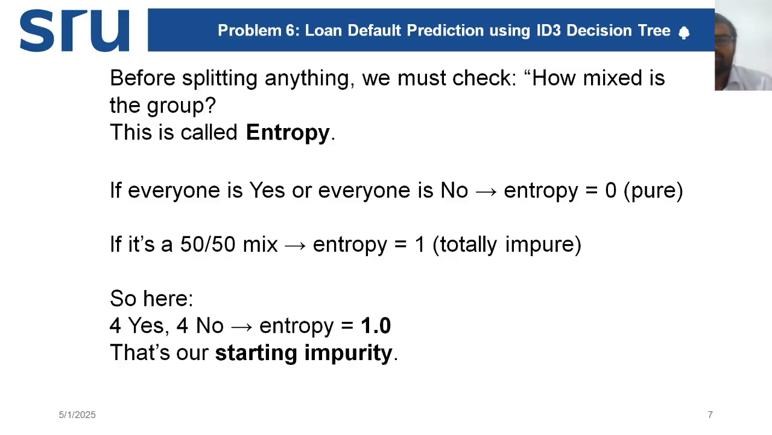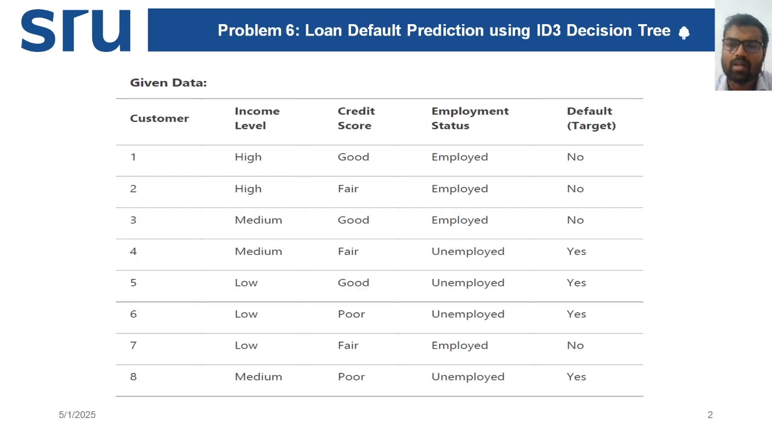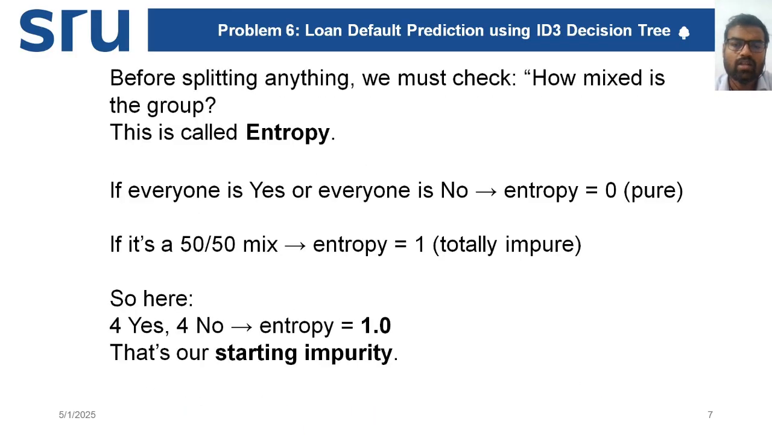What do you mean by entropy? If things contain all mixed values, then your entropy is high. For example, a 50-50 mix. Just observe our data set: how many yes nodes are there? 1, 2, 3, 4. And 4 nos for the default target. So it is 50-50, meaning entropy is 1. It's totally impure. If all the values are yes, then entropy is 0. If all the values are no, then entropy is also 0.